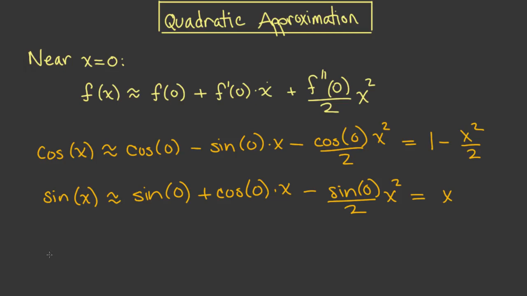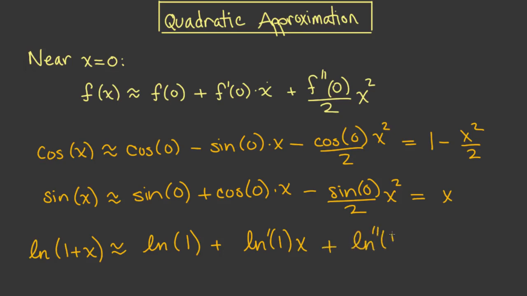And let's just do one more. Log of 1 plus x near x equals 0 is approximately equal to log of 1 plus log prime at 1 times x plus log double prime of 1 divided by 2 times x squared. Well, log of 1 is equal to 0, and log prime of 1 is 1, and log double prime of 1 is equal to negative 1. You can check that on your own. So the quadratic approximation is x minus x squared over 2.